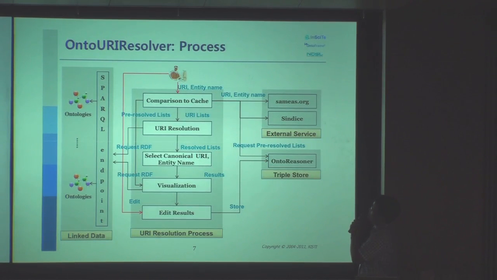This is the process of the URI resolver. The user can input a URI or entity names. We compare it to the cache, the pre-generated list. If we have a pre-reserved list, the request of the user is directed to visualization. But if there is no cache, the URI name is input to the URI resolution process, and the URI resolver collects RDF tuples by SPARQL endpoint and compares them, and divides the URI list into some groups. Then we select a canonical URI and entity name using the RDF tuples and visualization.